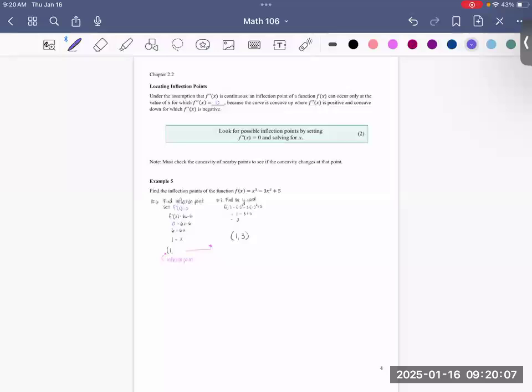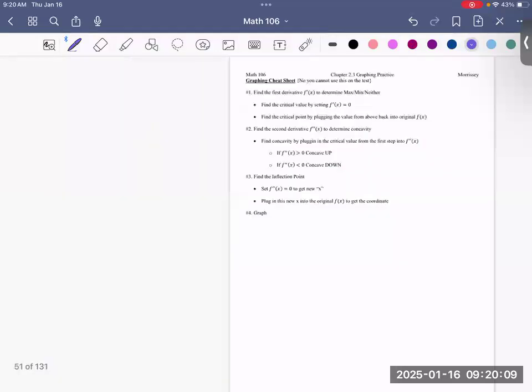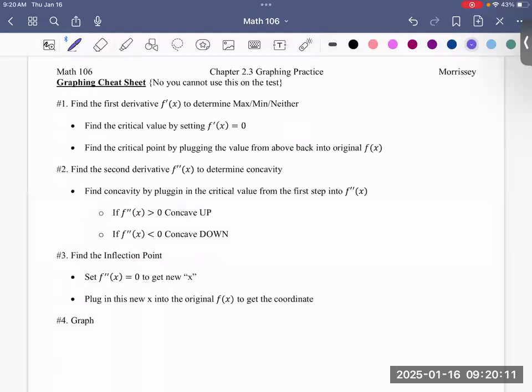Now we're going to show you just a quick graphing cheat sheet. Feel free to pause and read. I'll just read it through once. Hopefully this gives you a good step-by-step. It says, find the first derivative of f of x, or f prime of x, to determine if you have a max, min, or neither. Find your critical value by setting f prime of x equal to 0. Find your critical point by plugging in that value back into the original.